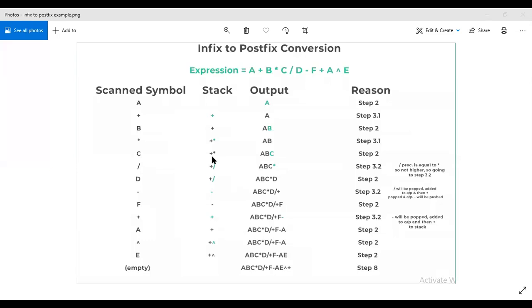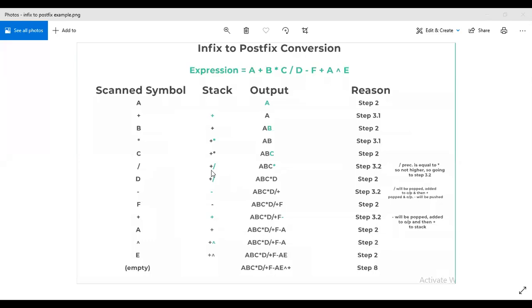Next I will compare plus and star. Since slash has more preference than plus, I will just push it onto the stack. If the operator in the stack has less preference than the operator which I have scanned, push onto the stack. Otherwise, pop the stack until I get a less preference operator, and then push my operator.